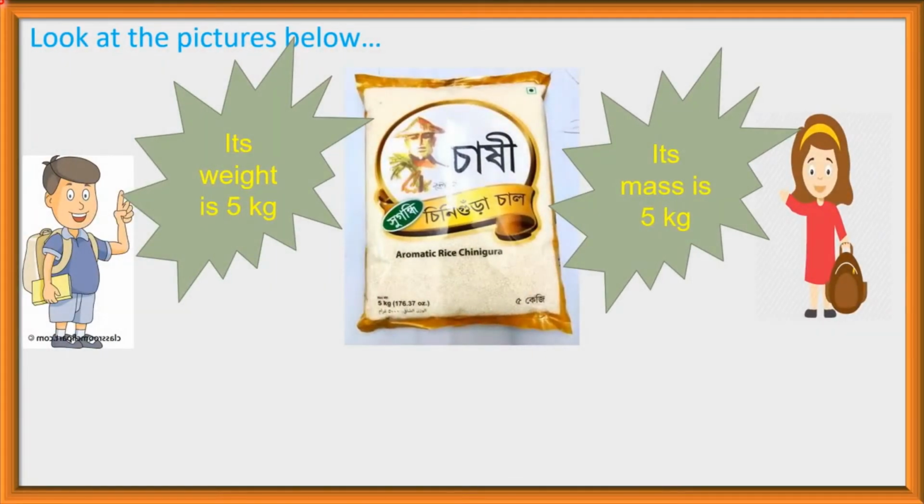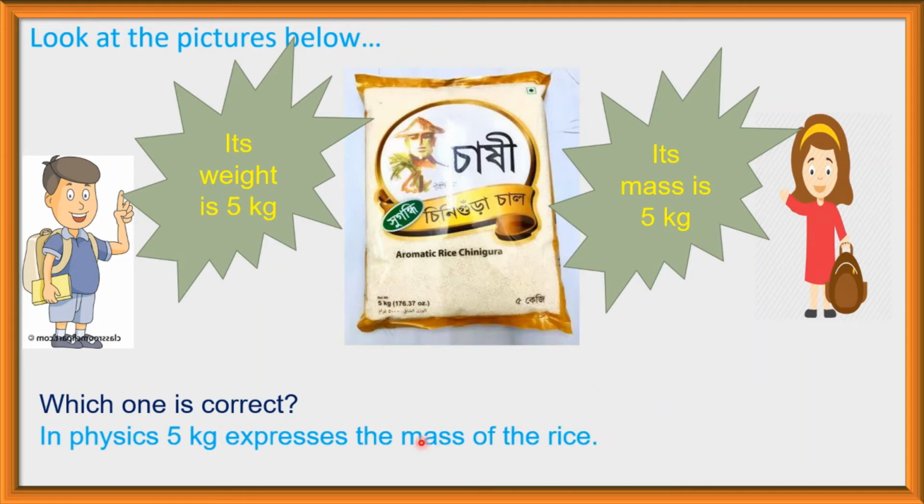Look at the pictures below. Here, 5 kg rice. This boy is saying its weight is 5 kg, and the girl is saying its mass is 5 kg. So, which one is correct? Its weight is 5 kg or its mass is 5 kg? Which one is correct?